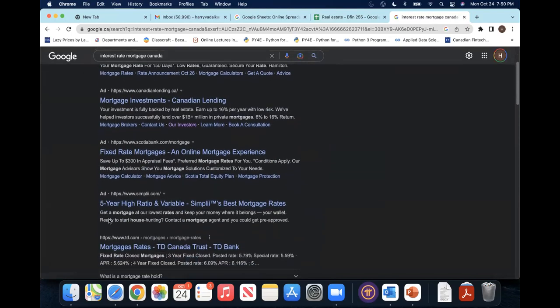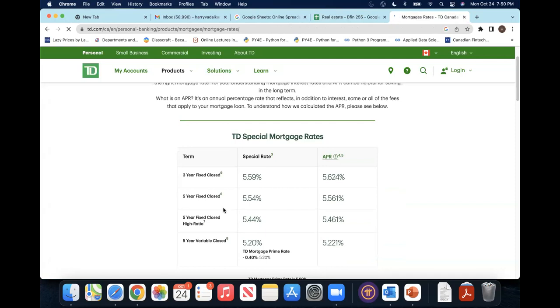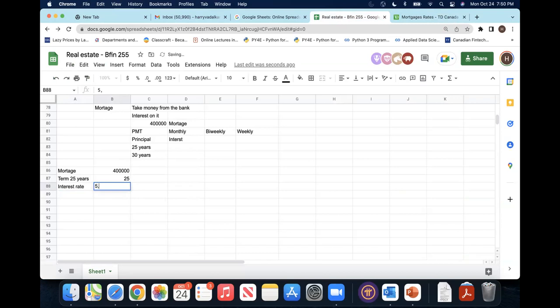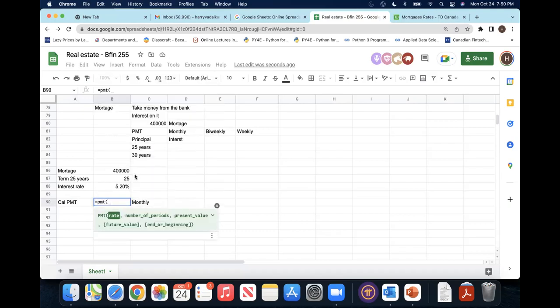So let's look at a big bank. TD is okay. So let's say the most common one is variable rate. So it is 5.2% right now. Okay, this is the interest rate that you have been given. So you can calculate the payment. Payment is how much you're going to pay monthly. So let's say your frequency is monthly. Your mortgage payment monthly will be the payment function. Your interest rate right now is 5.25%, but you're paying it monthly, so divide by 12. Number of periods is the term of the loan times 12.